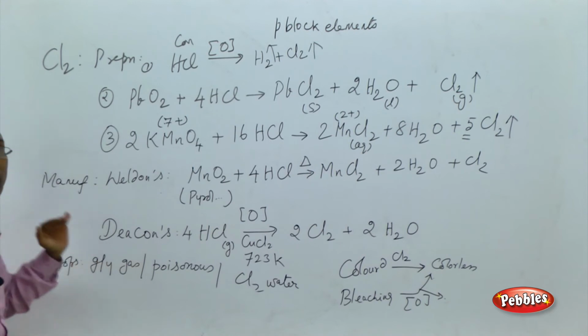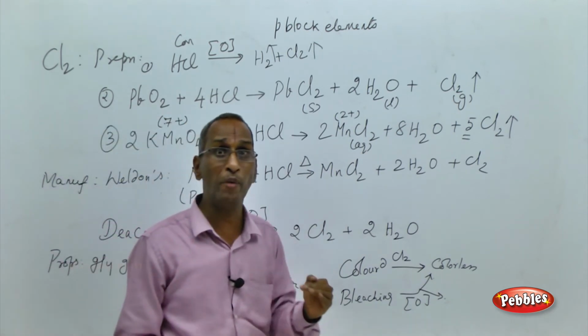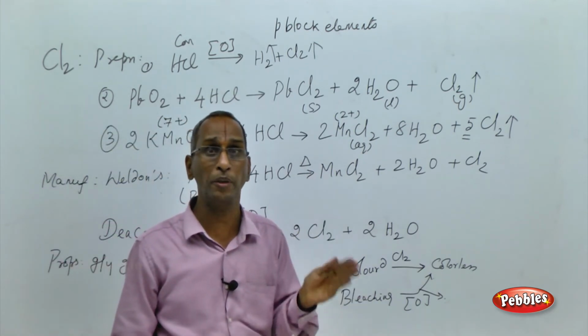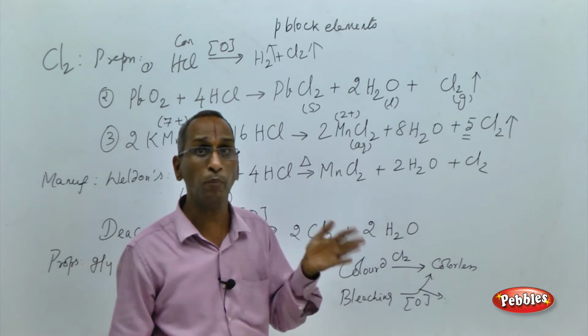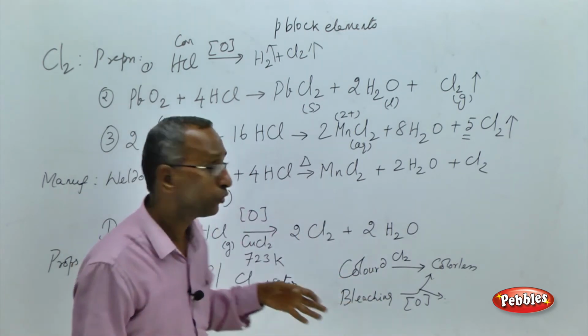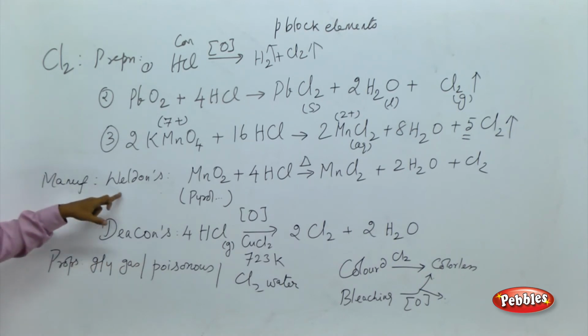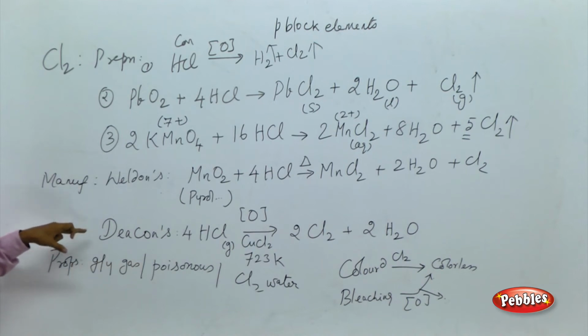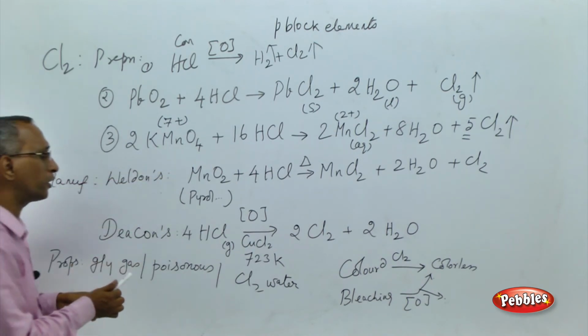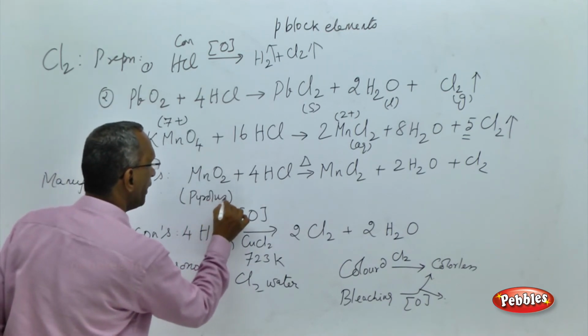Any preparation is of two types: lab method for demonstration purposes, and manufacture, which is production on a large scale. There are two important named processes for chlorine manufacture. One is called Weldon's process, another is called Deacon's process. In Weldon's process, a manganese salt is used, the ore called pyrolusite.